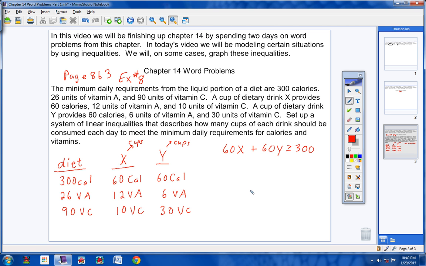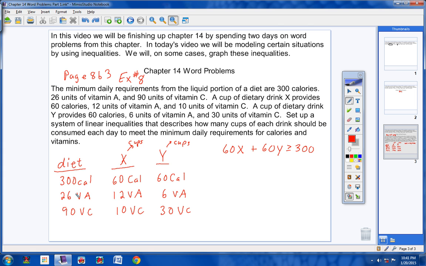So there we go. Do you see what I did? Every cup of the X drink is 60 calories, so times 60. Every cup of the Y drink gets multiplied by 60 calories. When you add up all those calories, they should be greater than or equal to 300. You want at least 300 calories.